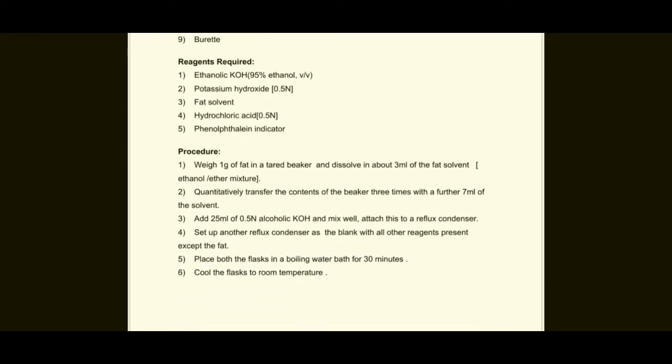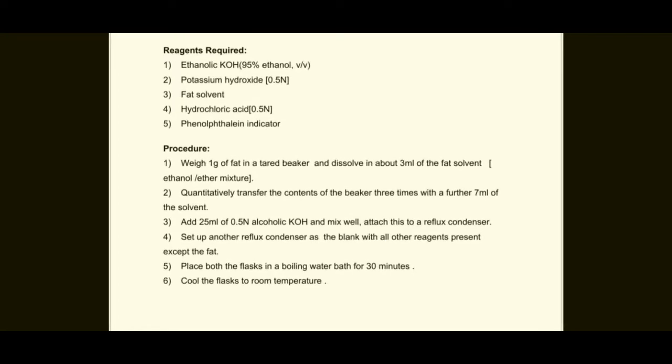So the procedure is: weigh 1 gram of fat into a beaker and dissolve it in about 3 ml of the fat solvent, an ethanol-ether mixture, and quantitatively transfer it to the flask, rinsing the beaker 3 times with a further 7 ml of the solvent. Add 25 ml of 0.5 N alcoholic KOH, mix well and attach to the reflux condenser. Students, next set up another reflux condenser as the blank, with all other reagents present except the fat.